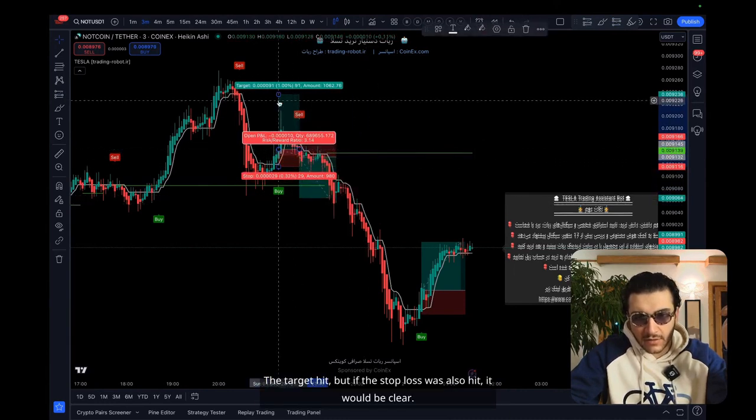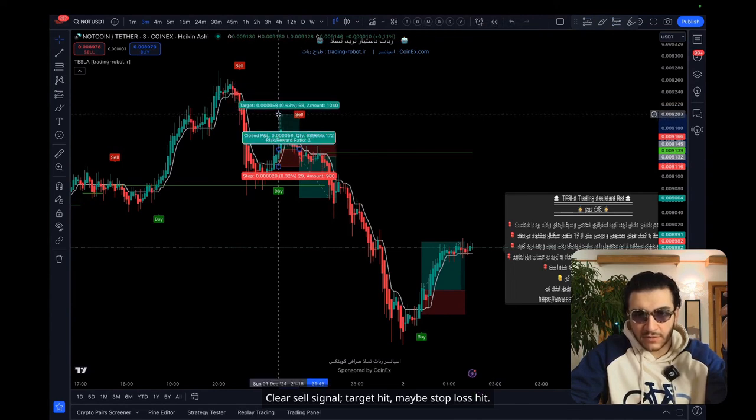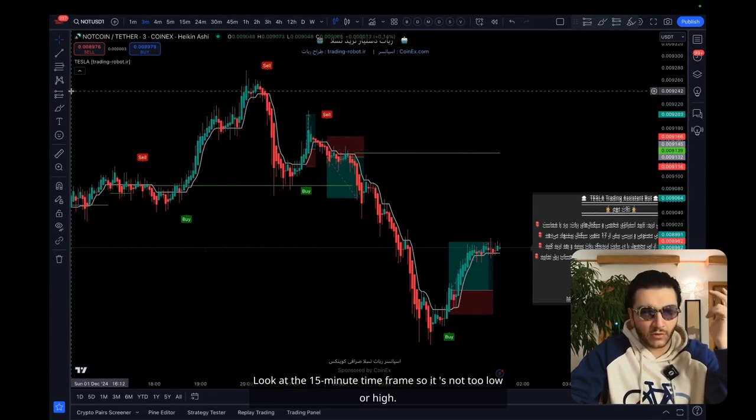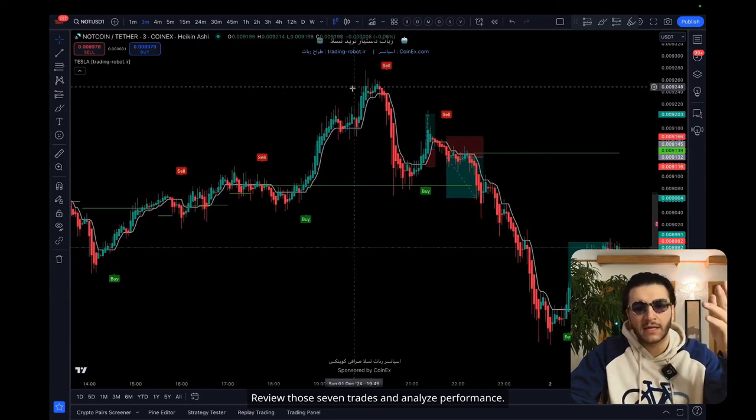The target hit, but if the stop loss was also hit, it would be clear. A clear sell signal, target hit, maybe stop loss hit, systematic. Look at the 15-minute time frame, so it's not too low or high. Start from the last trade, about 7, review those 7 trades and analyze performance.